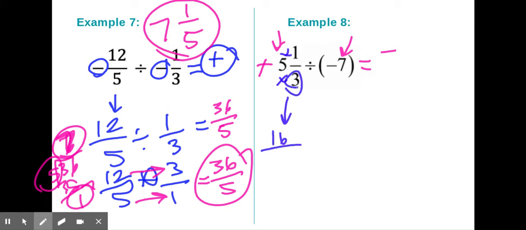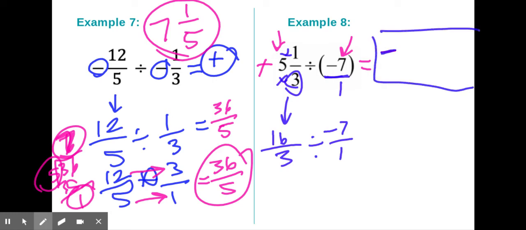You keep the same denominator, so we have 16/3, divided by -7. To turn a whole number into a fraction, remember, we just put it over 1. So we have 16/3 divided by -7 over 1. Again, positive divided by a negative is going to result in a negative answer.